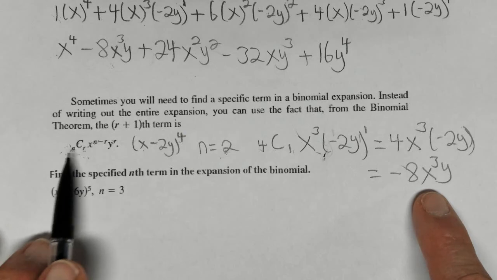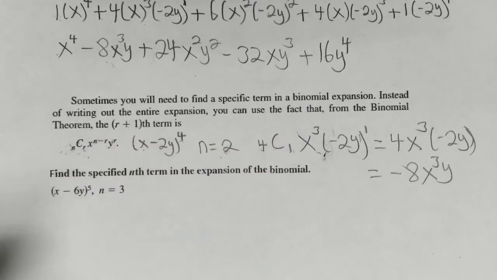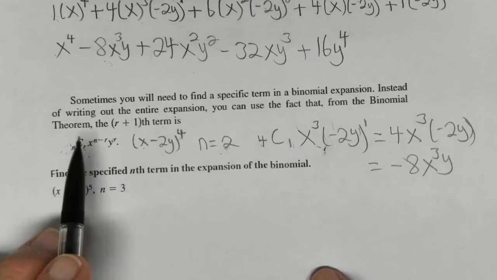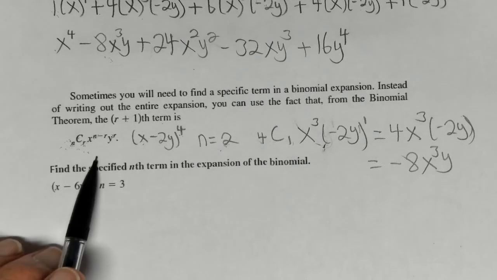And so that's how you would use this formula to find a certain term instead of finding the entire expansion. And like I say, a lot of times they will ask you to use this when the power is really high. So instead of writing out 8 or 10 full terms, they might just say, okay, what's the 6th term or what's the 4th term? And then that's where you would use this formula.